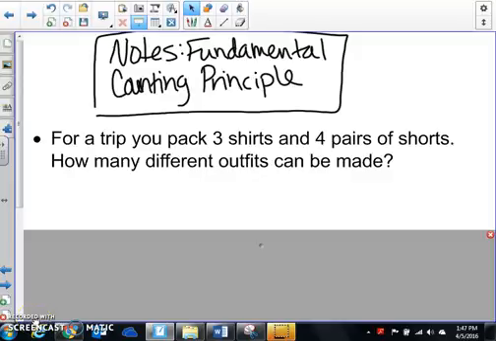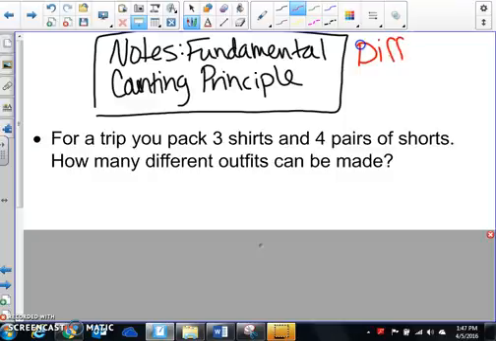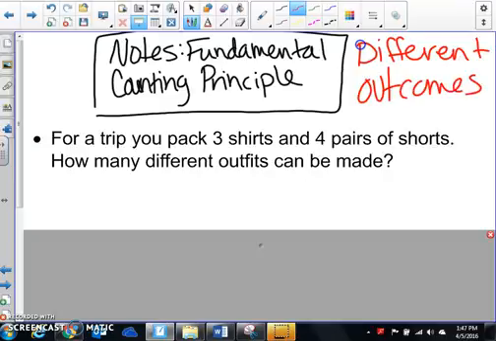Right, so the fundamental counting principle. There's a couple of ways that you could do it, but the fundamental counting principle is pretty much a shortcut. So for a trip, you pack 3 shirts and 4 pairs of shorts. How many different outfits? In general, you are going to use the fundamental counting principle if you see different outcomes, and "outcomes" is usually a big buzzword. Those mean, how many different ways can I do something. So here, different outfits can be done.